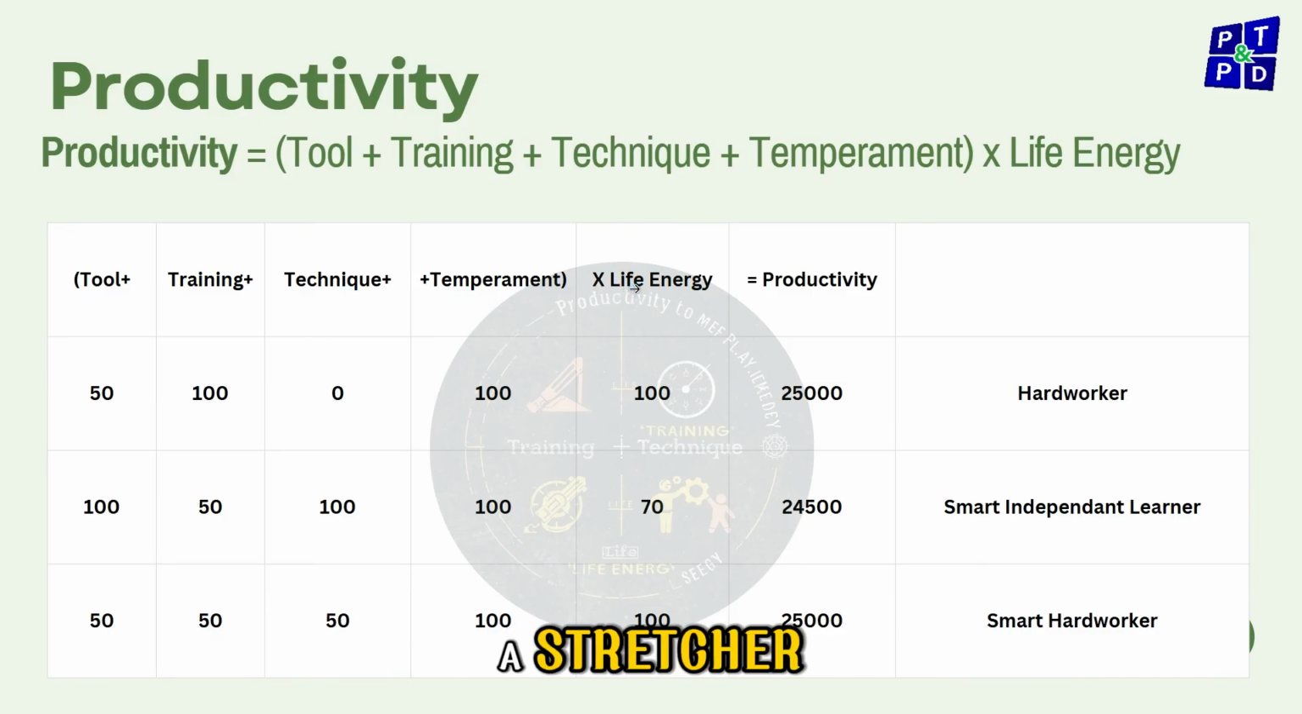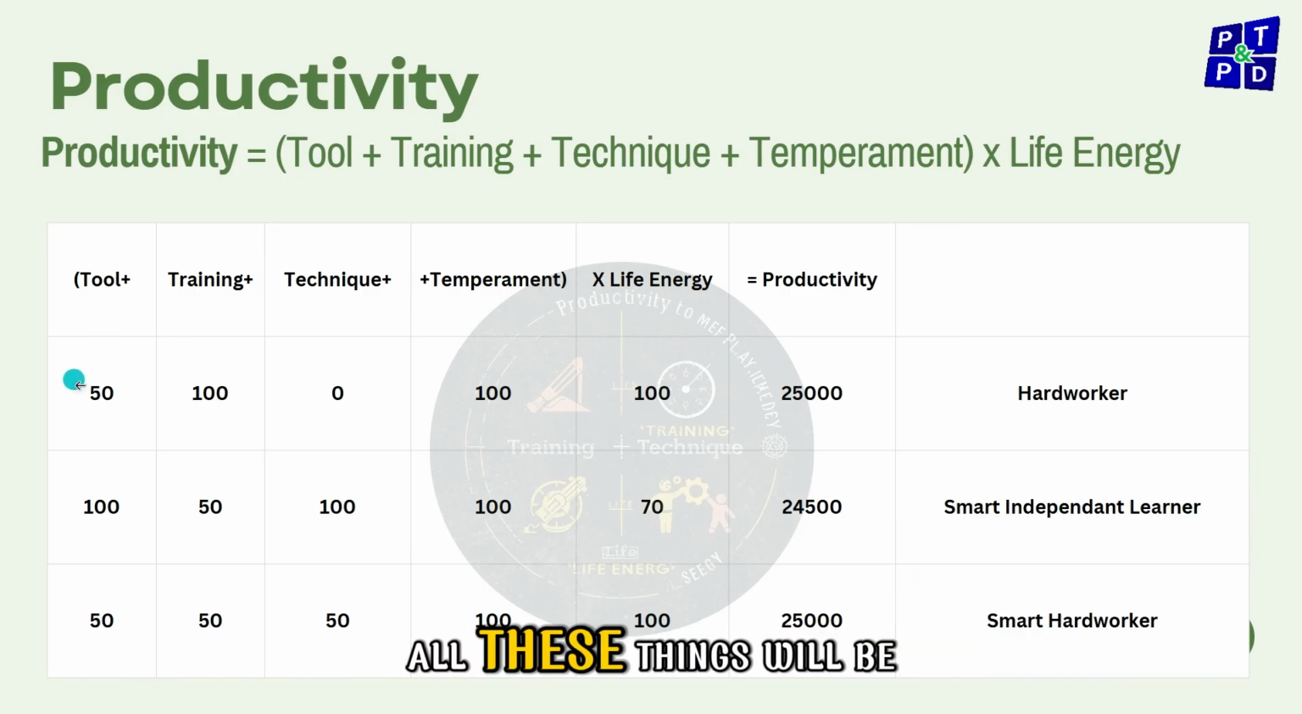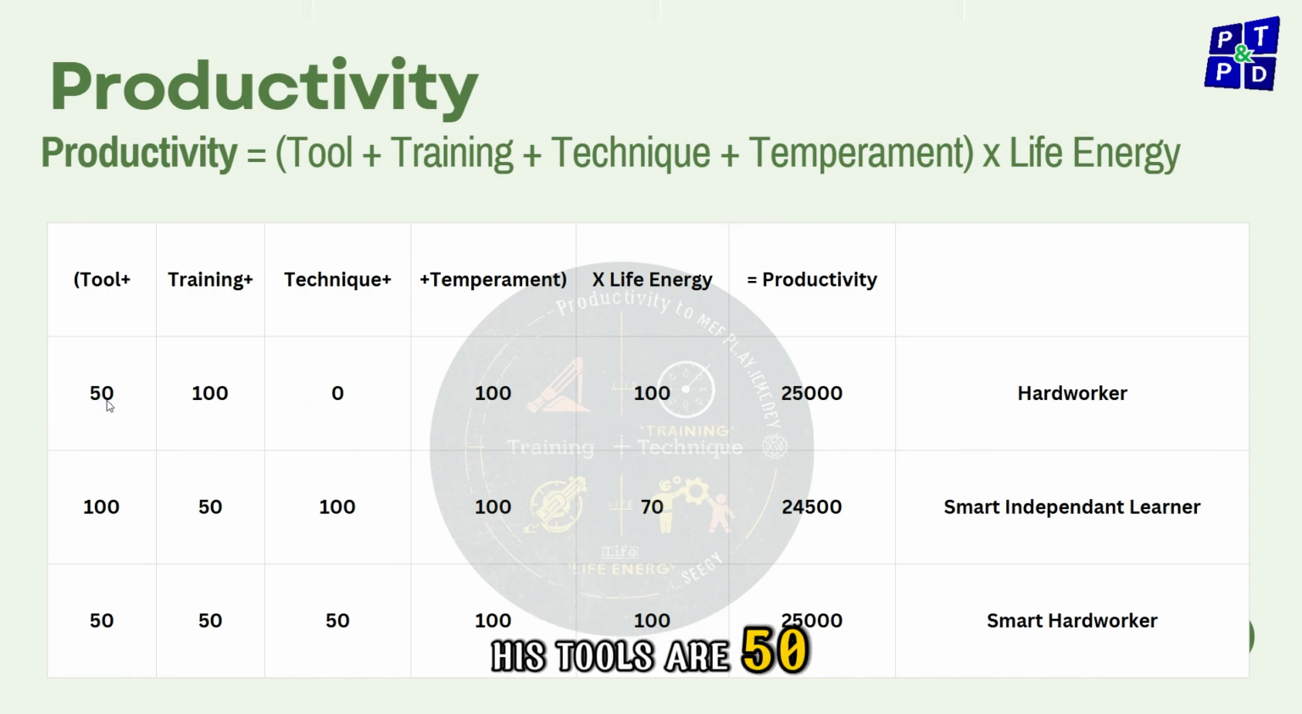All right, if you have a good tool, good training, good techniques, you keep coming every day, but you're sick, you're on a stretcher, so productivity is 0, or you are having a headache, all these things will be useless. So if the person has, let's say, out of 100, his tools are 50, and he got a good training, but he got no techniques, means he's in the school, he's a hard worker, he's coming every day to do this, so his productivity score is 25,000.